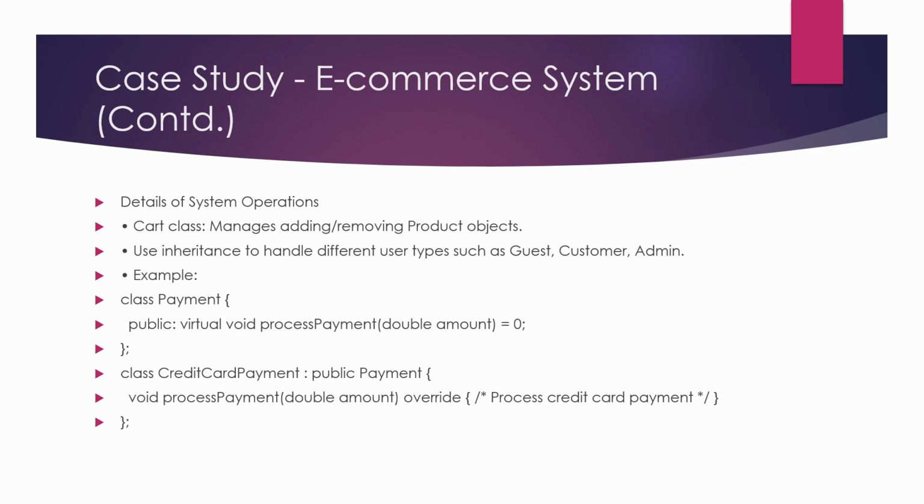In this continued example of an e-commerce system, we see how various components interact. A cart class may manage adding and removing products, while different user roles like guest and admins interact with the system differently. For example, only an admin would have access to actions like deleting users or managing inventory. This illustrates the power of OOP to create a robust, scalable system where components are reusable and maintainable.